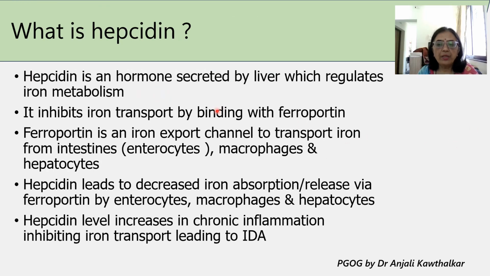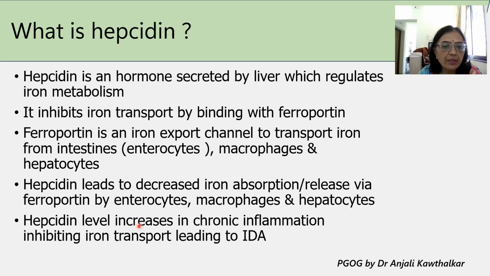Now, what is hepcidin is a commonly asked question related to iron metabolism. Hepcidin is a hormone secreted by the liver which regulates iron metabolism. It is an iron metabolism regulator. How? It inhibits iron transport by binding with ferroportin. What is this ferroportin? Ferroportin is an iron export channel to transport iron from enterocytes, mainly the duodenal cells. And ferroportin is required for release of iron from macrophages and hepatocytes also. Hepcidin leads to decreased absorption or release via ferroportin by enterocytes, macrophages, and hepatocytes.